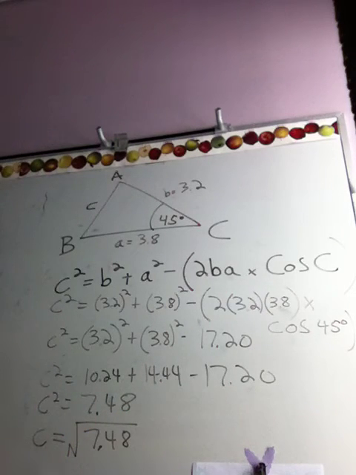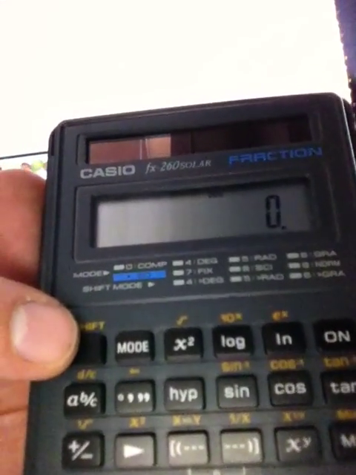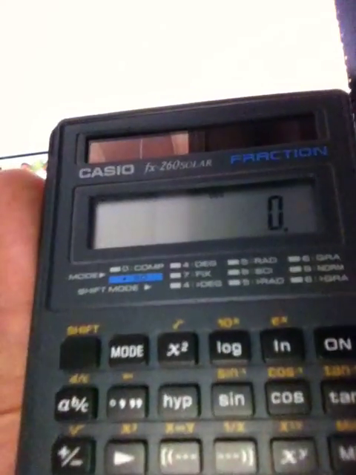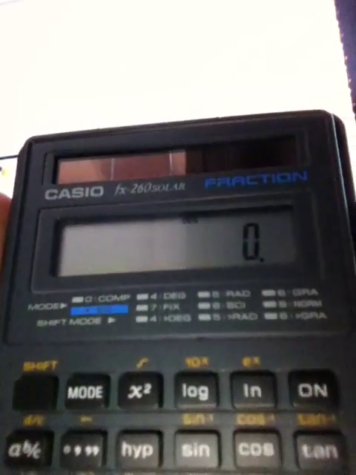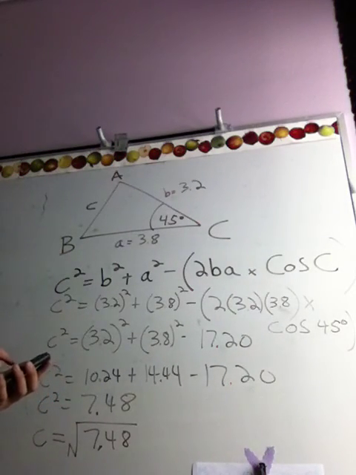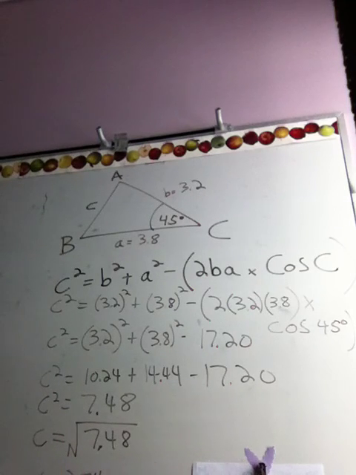Now, if you can't find the square root sign on the calculators we use in class, you have to press the shift button and then this button. You'll see the yellow above this button is the square root sign, so that's the shift function of that button. So we go 7.48 shift square root of that, 2.74. So that is using the law of cosines to find the missing side measure in a triangle.